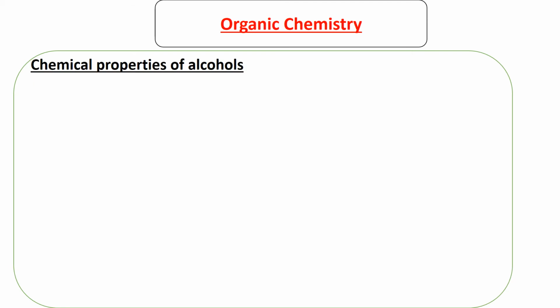Chemical properties of alcohols. The first is the one that is common to all organic compounds that we have discussed, and that is combustion.